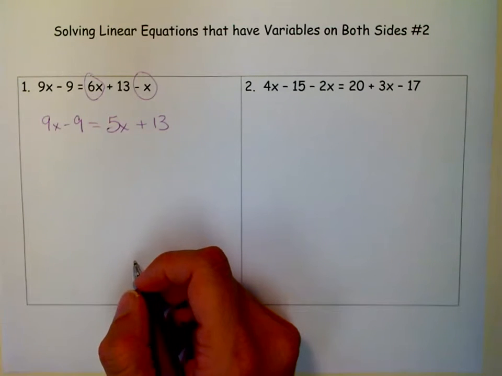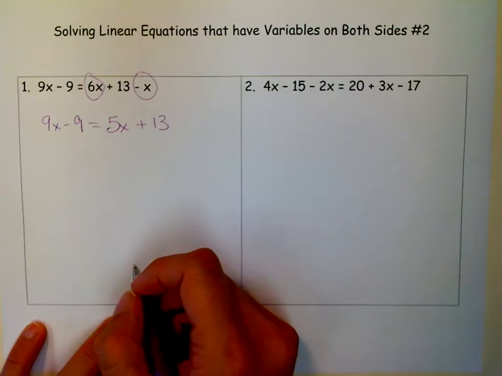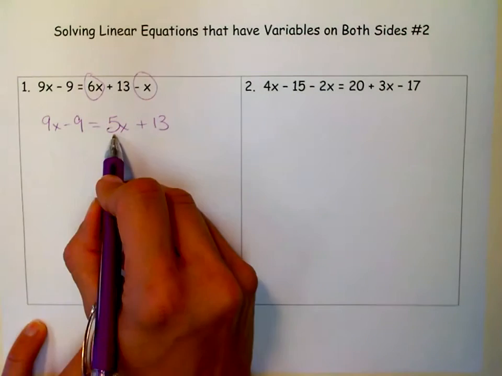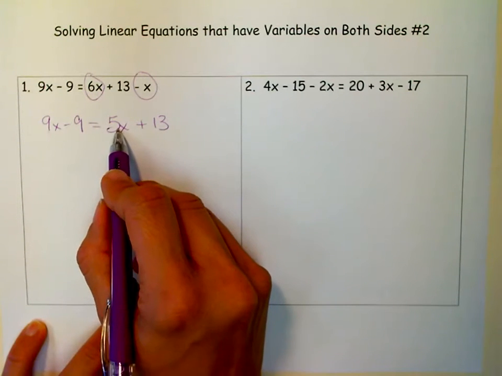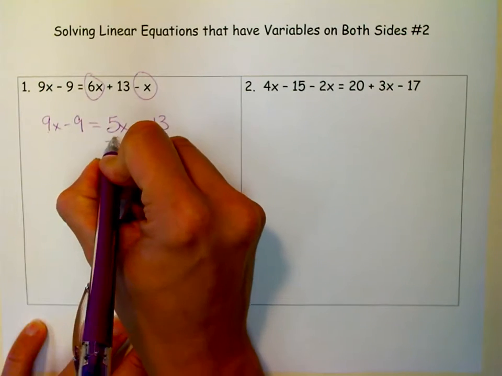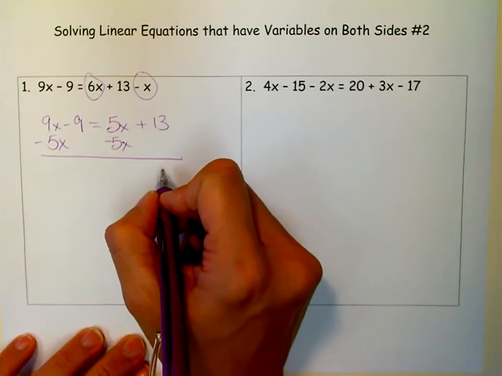So I have to pick which side I want my x's to be on, because I want my x's on one side and my numbers on the other. Doesn't matter which way you pick. The way I decide is I look at the x terms, and whichever one is the largest, like 9x is bigger than 5x, then I move it to that side. Then I don't have to worry about negatives later. So I'm going to move the 9x to both sides. I mean the 5x to both sides.